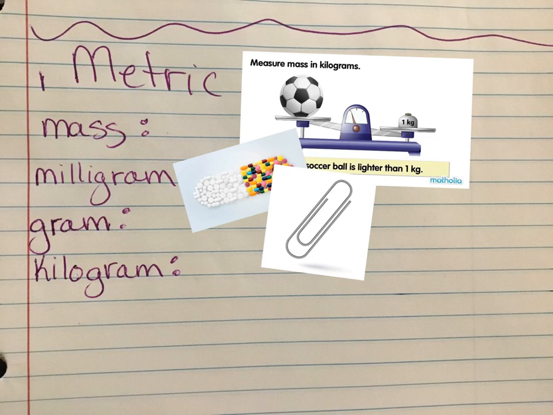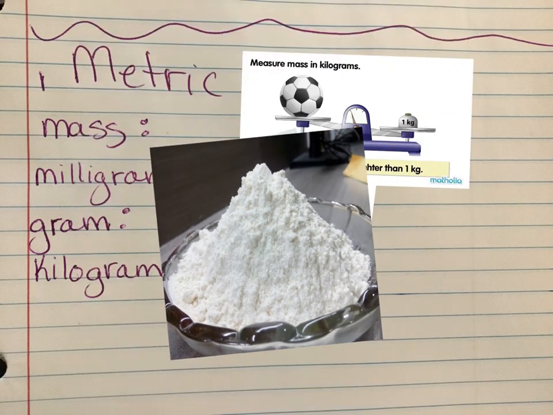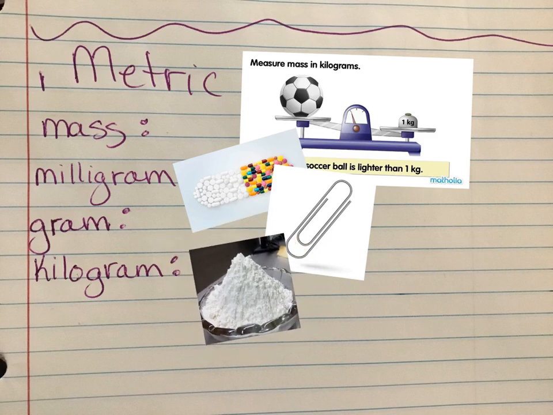And then I looked it up, and a kilogram, this is flour. This is about 1 kilogram of flour, because 1 pound is about half of a kilogram. So if I have 1 pound of flour, I have half a kilogram. There you go. So if I have 2 pounds of flour, I have 1 full kilogram.